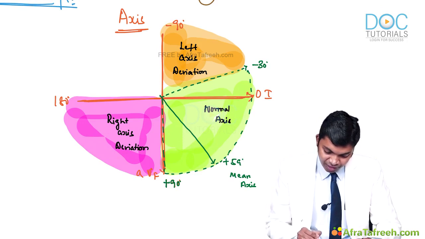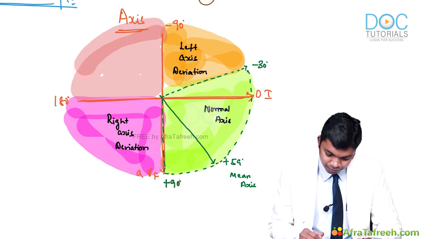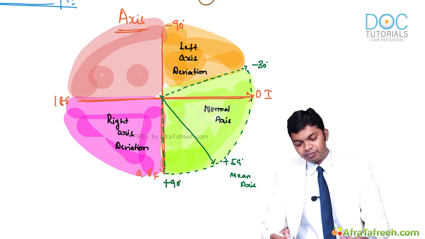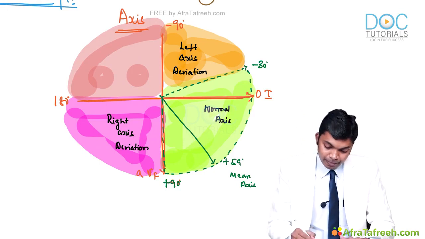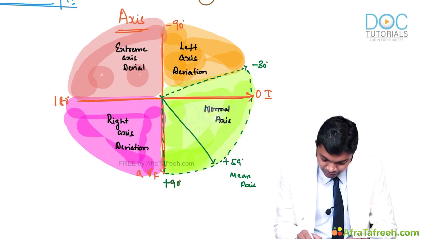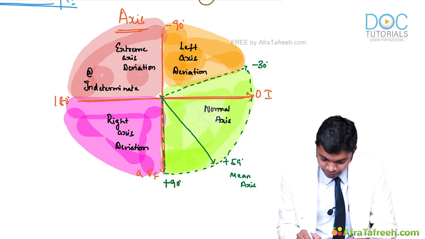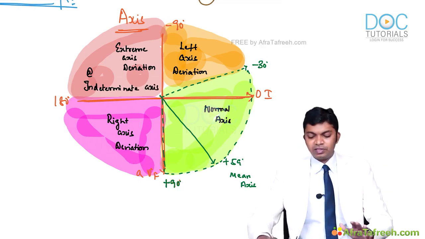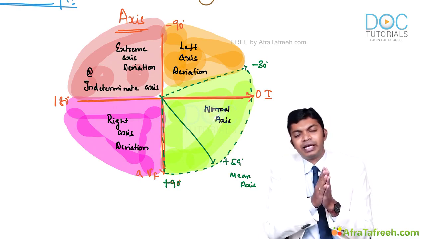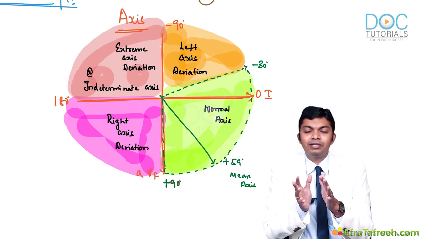Similarly, if the axis falls between minus 90 and 180 degrees, this is called extreme axis deviation, or also called indeterminate axis.